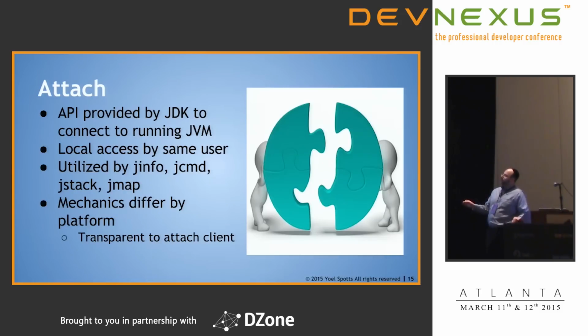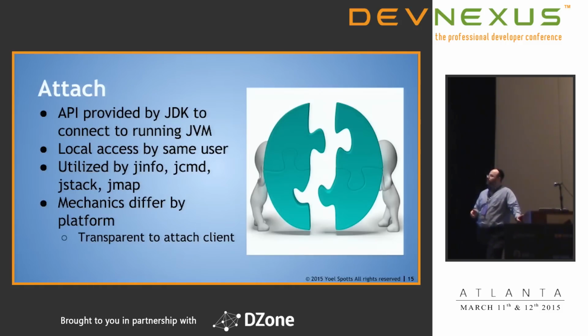As I mentioned, local access, and it must be by the same user. So however the particular program was started, however the JVM was started, whoever has ownership of that can only be accessed through the attach API by the same user. I'll mention it more in detail, but here are some of the commands that utilize this attach API. What's important about the attach API is that everything is transparent to the client. The actual mechanics for how to attach to the JVM are going to be platform dependent, and I'll show you that in just a minute.